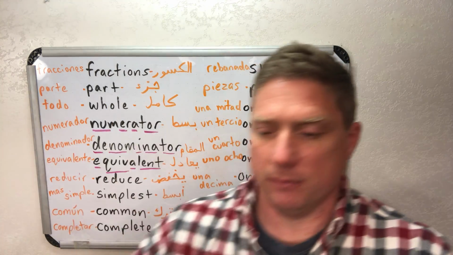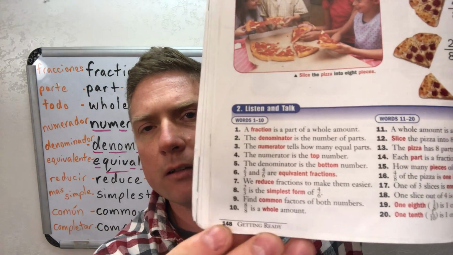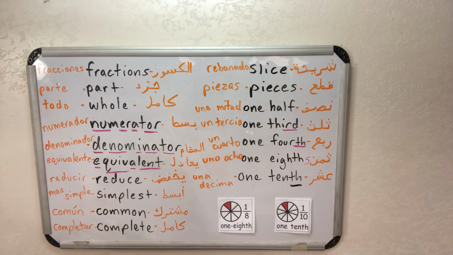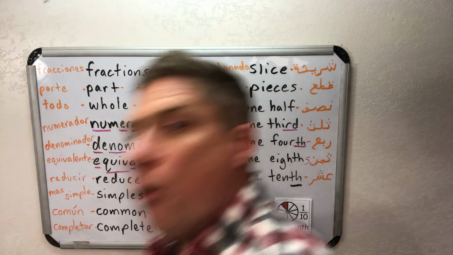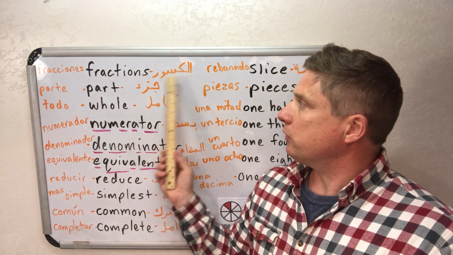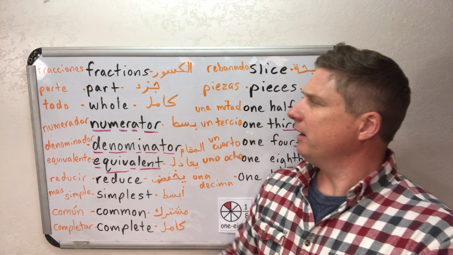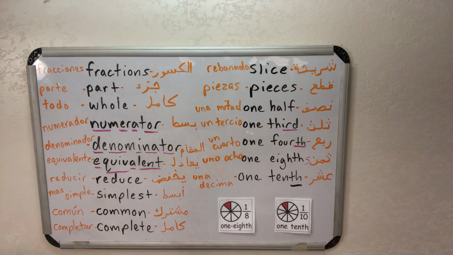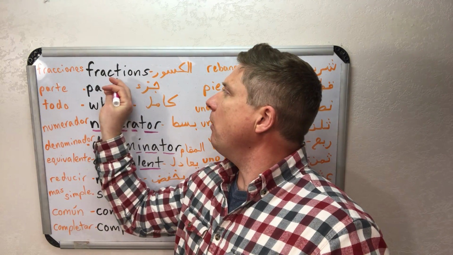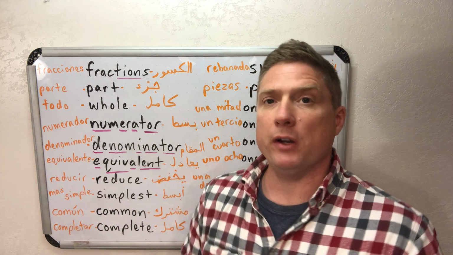This is on page 148 in your textbook. It's lesson 55, fractions, الكسور, fracciones. Okay, let's start with the new words and we'll go from there. Fracciones, الكسور, fractions, fractions. Look at, there's that suffix again. T-I-O-N-S, shuns, shun. Very common in English.